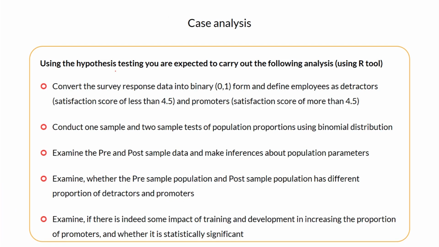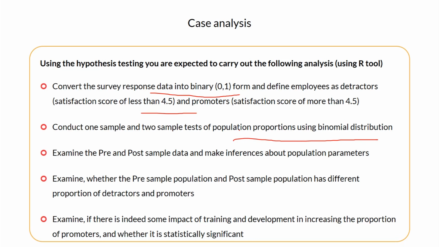Finally, we'll convert our survey response data into binary data that is in the form of 0 and 1 of promoters and detractors as we did in the first module. Those with a score of less than 4.5 are considered as detractors and assigned a value of 0. Those that are considered as promoters are assigned a value of 1 who have a score of more than 4.5. We'll model this data using binomial distribution and repeat all the 1 sample and 2 sample tests to make inferences about population parameters using the sample.